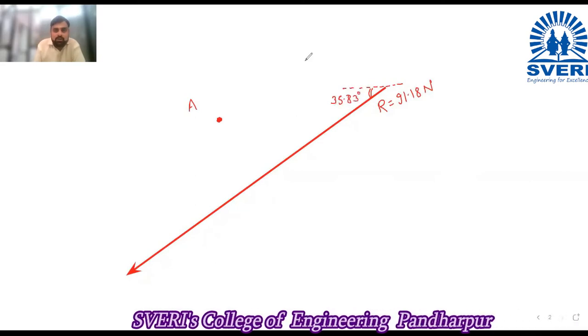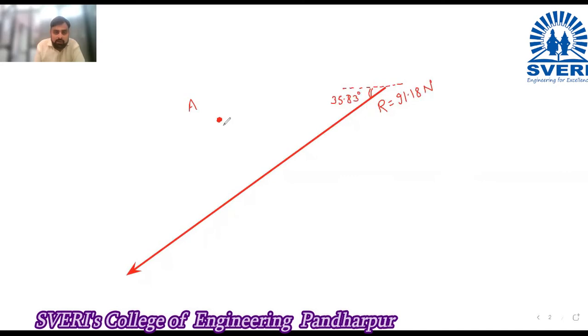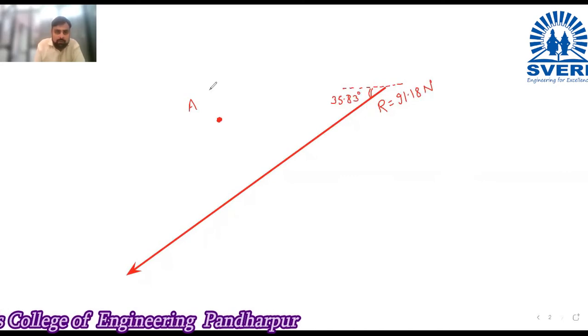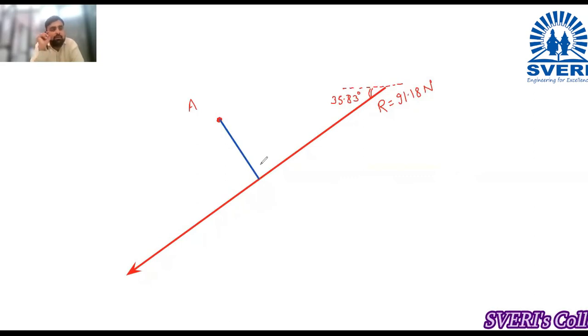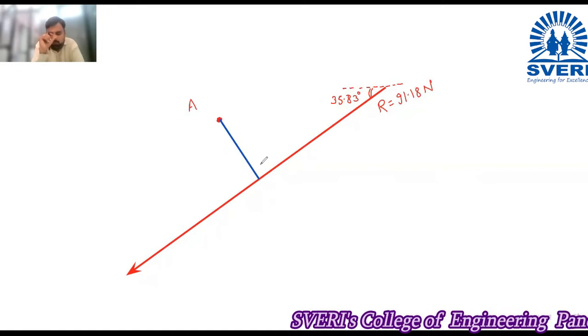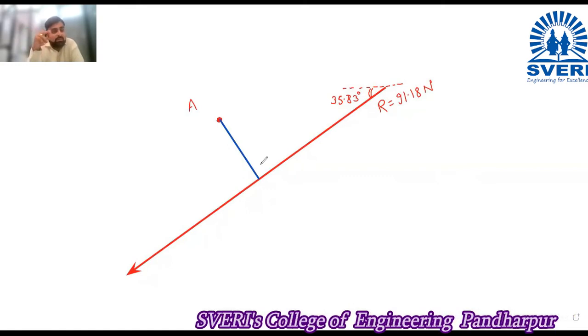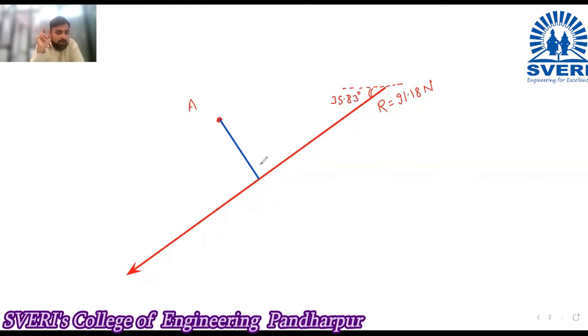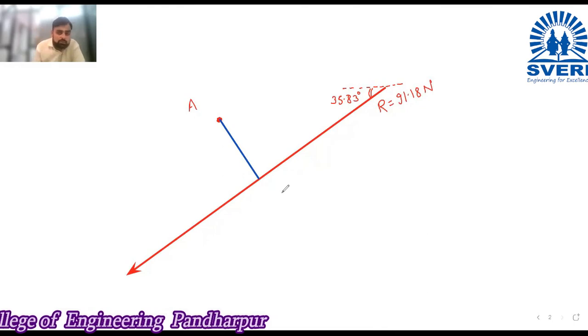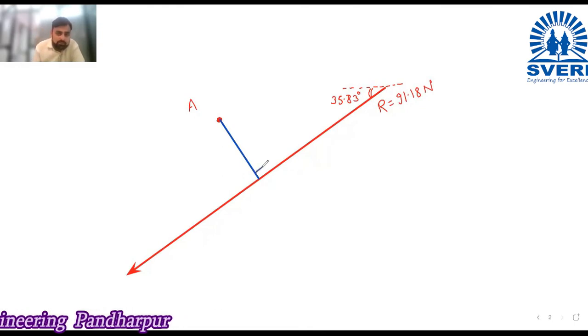Now the shortest distance of the resultant means what? I will drop a perpendicular from point A. This is the perpendicular, the shortest distance of the resultant. Always remember, shortest distance is always the perpendicular distance. You can measure a distance along the x-axis, along the y-axis, and third, the shortest distance, which is the perpendicular distance.